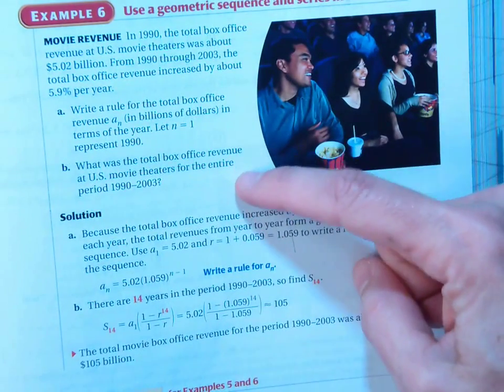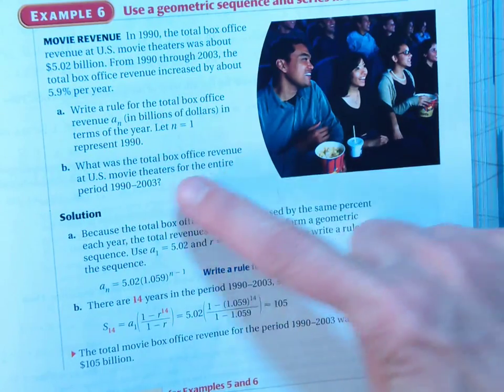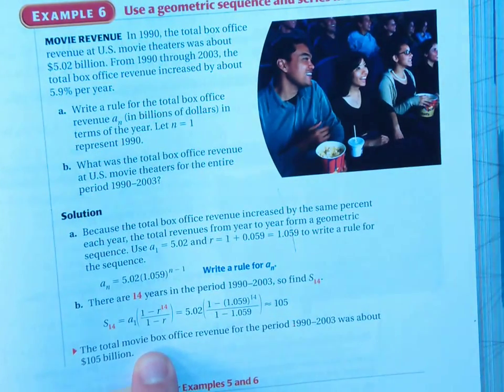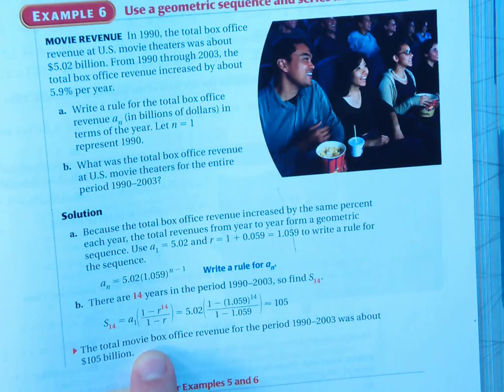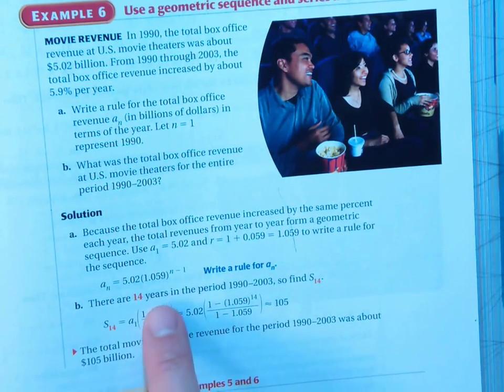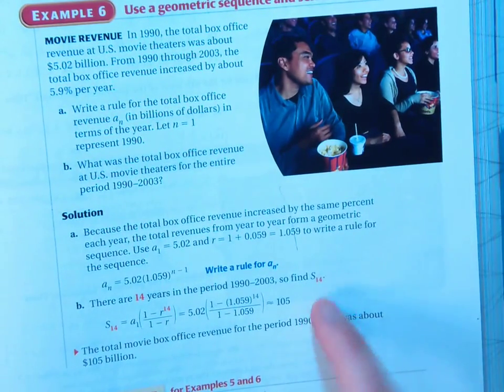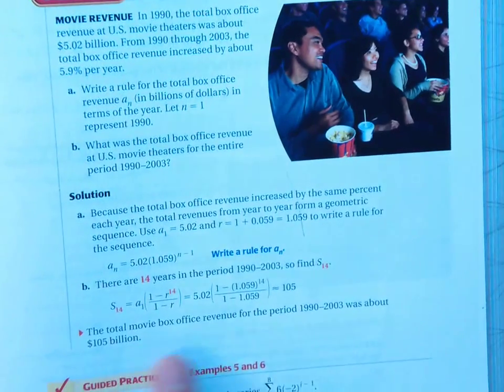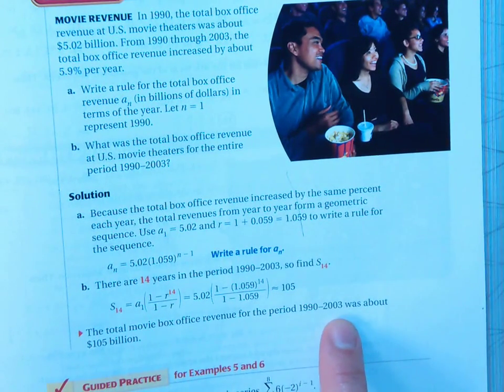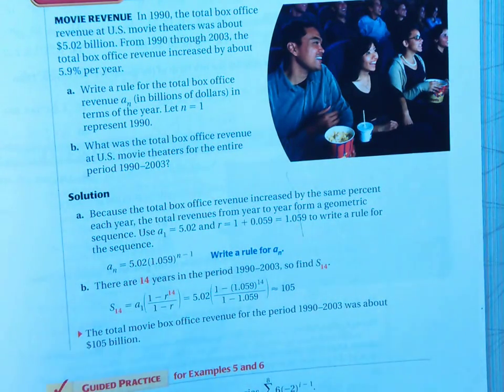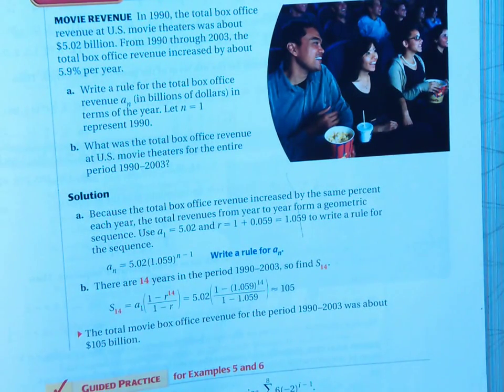But then part B says, what's the total revenue for the entire period? Now you're doing the sum. Okay, so scratch what I started to say earlier. Now it's a sum for a 14-year period, S sub 14. You plug 14 into the formula, 105 billion from the period 90 to 2003. So when you do your applications, you have to think, do I just want one particular amount, like the amount on one day, or do I want the total sum for the whole month, or the whole sequence of years, or whatever? Any questions on that?